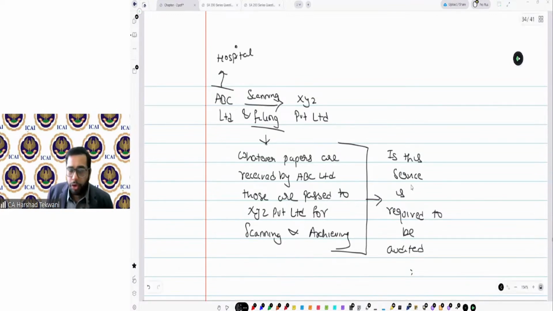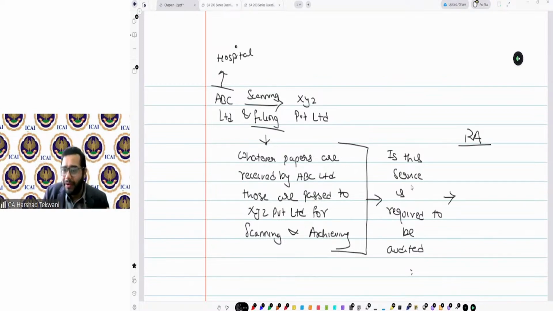So to decide whether any area is required to be audited or not, I need to perform risk assessment for that area. What is the risk associated with that area? So what is the risk do you think here? High, medium, low? I'll give you options. This area contains high risk. Second is medium risk.